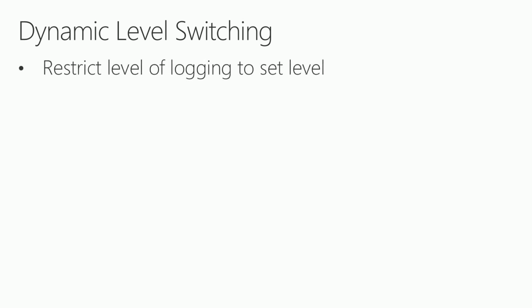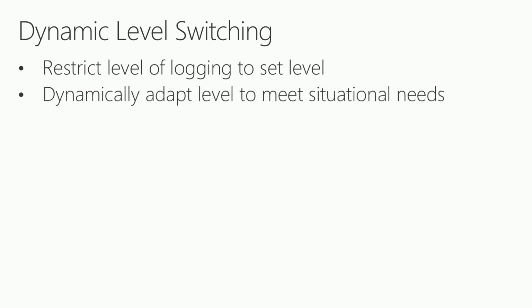Now these levels are also important because you can switch them based on your environment. On any given environment, you can restrict the level of logging to a set level, and you can dynamically adapt that level to meet your situational needs. For example, on QA scenario, you may want to see information and above. UAT, you may want to see warning and above. Production, you may want to see critical and above.